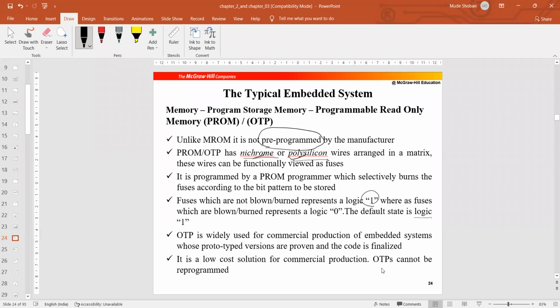And OTP is widely used for commercial production, which we have discussed. Whenever there is large bulk production, you have to use OTP. In other cases, you might go for the PROM. So it is a low cost solution for commercial production. OTP cannot be reprogrammed, right? But PROM can be reprogrammed.